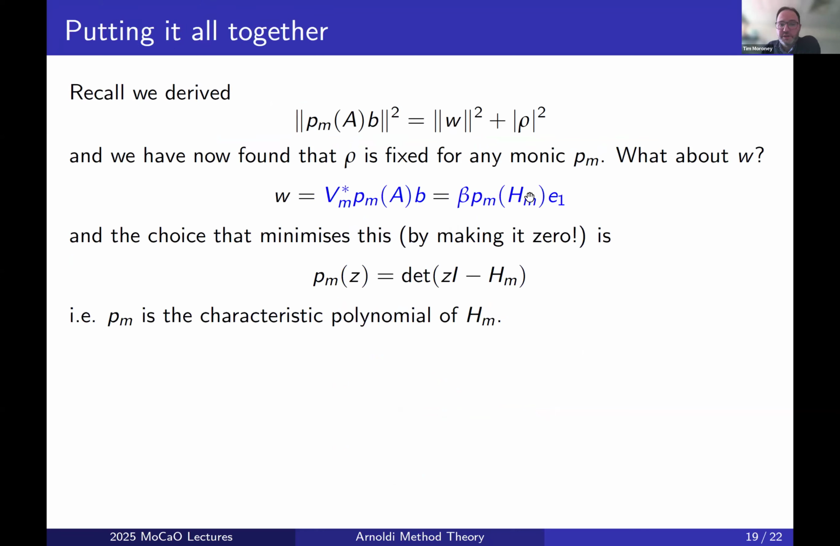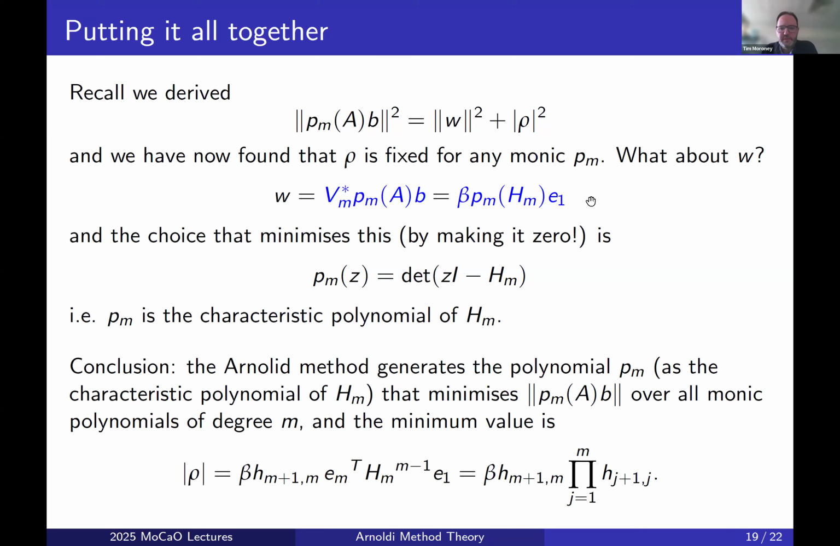Right, so this is equivalent to beta times Pm of Hm, E1, and we can make that 0. There is a very good choice of polynomial that will make this exactly 0, which of course is the characteristic polynomial of H, because the Cayley-Hamilton theorem tells us that a matrix satisfies its own characteristic equation. So you put Hm into its own characteristic polynomial, you get 0.